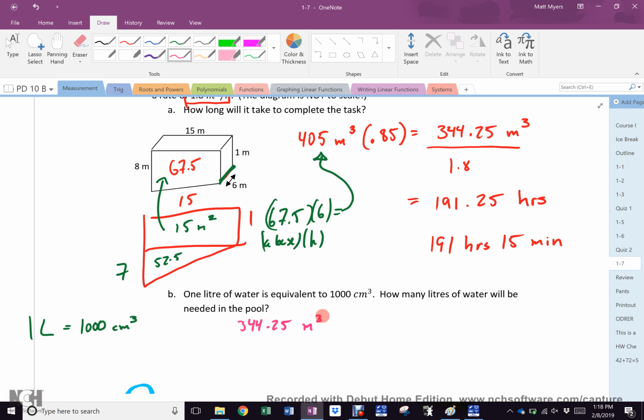What do I want? Centimeters cubed. Centimeters cubed over meters cubed. Now I know that 100 cm equals 1 meter, yes? But I do not want cm or m, I want it cubed. So when I cube that one, what must I do to the other part of the fraction? Cube it. 100 cubed is 1 million.